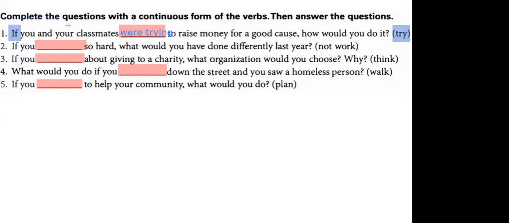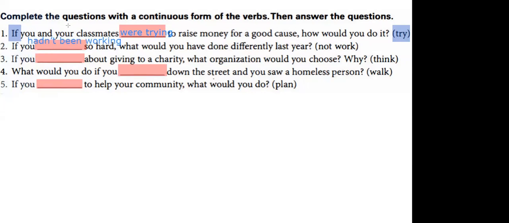Okay, number two, it's about not work. If you so hard, what would you have done differently last year? It's in past. This sentence is in past, so hadn't been working. Yes, exactly. You hadn't been working. You hadn't been working so hard.